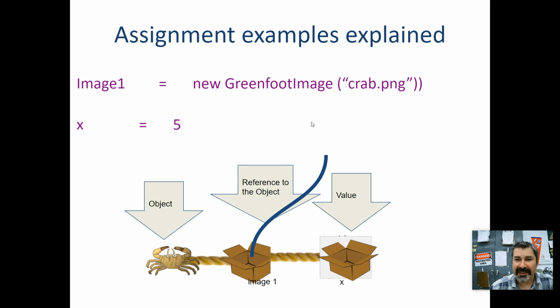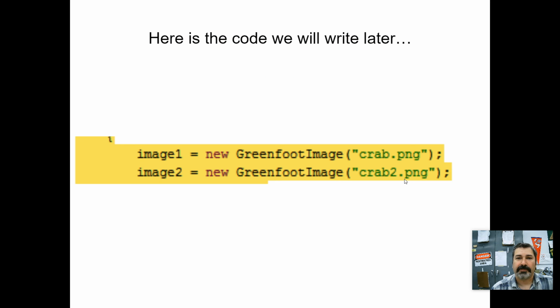So he kind of lives over here by himself in the RAM, and we just draw an arrow to the box. Like we pretend he's in the box. It works like he's in the box. When we say image1, we're talking to him, but he doesn't actually live in the box. It's a reference to him, okay? So it's a reference to the object. Now, if it's something simple like x equals 5, the 5 actually lives in the box. So two different ways of doing it.